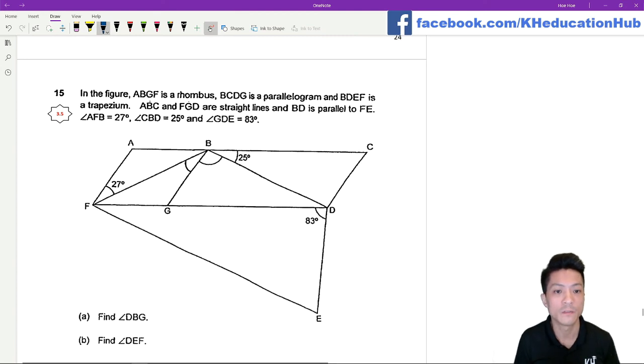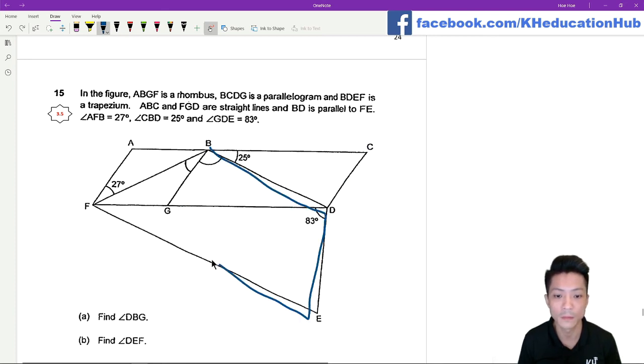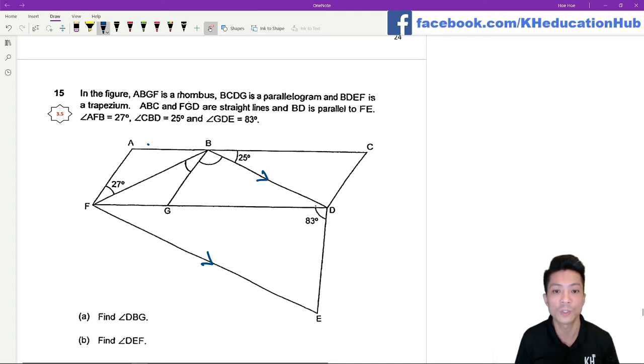Question 15, in the figure, okay, ABGF is a rhombus, so this is ABGF. BCDG is a parallelogram, and BDEF is a trapezium. ABC and FGD are straight lines. BD and FE are parallel to each other, so I'm gonna add in the arrows. Angle AFB is equal to 27, which is here, and 25, which is here, and 83, which is here.